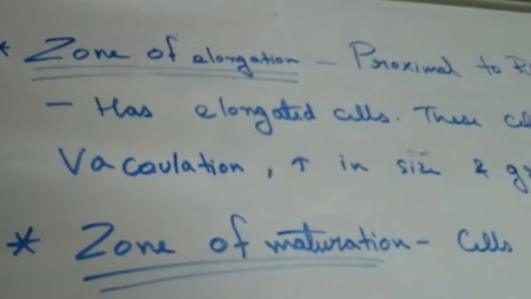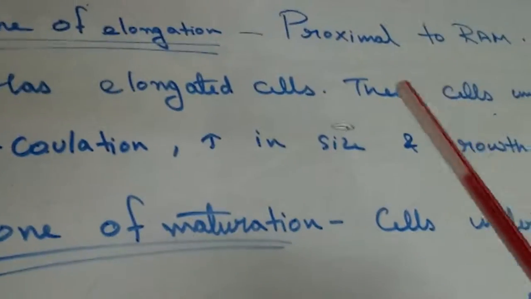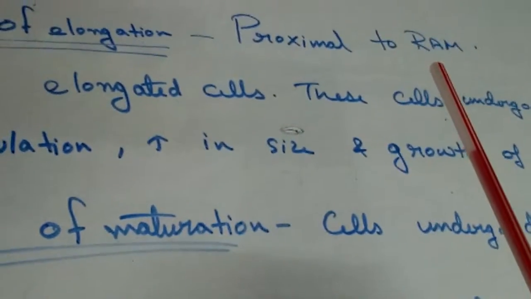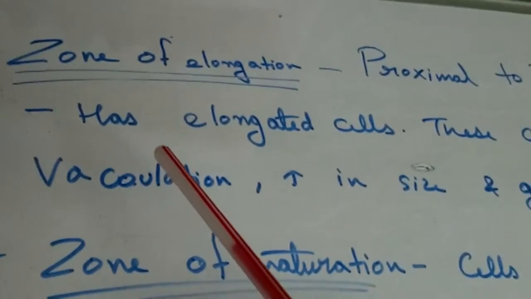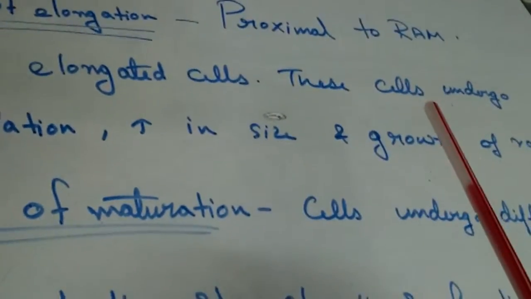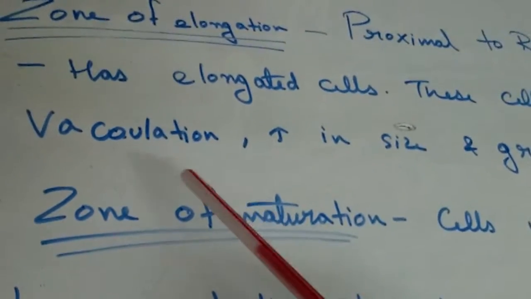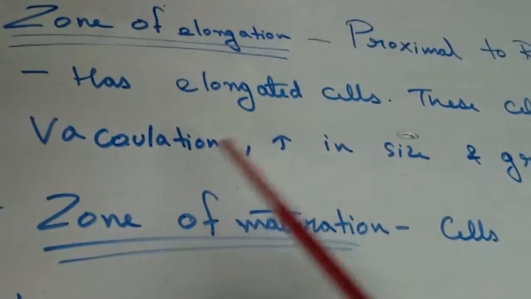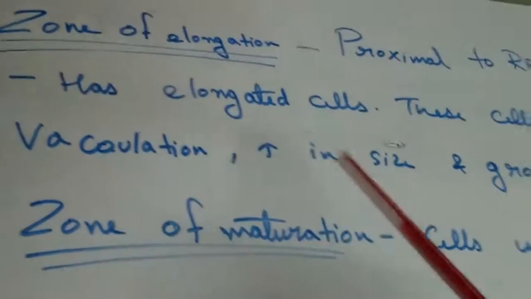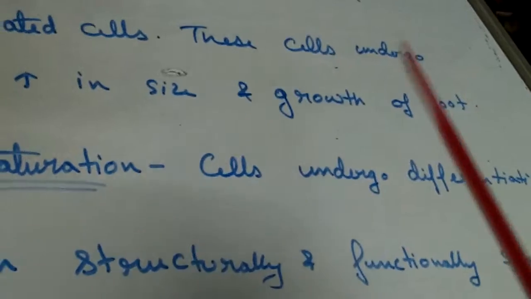Zone of elongation. This zone is proximal to the root apical meristem. This zone has elongated cells, and these cells undergo vacuolation, or formation of vacuoles, in this zone of elongation. There is an increase in size and growth of the root.